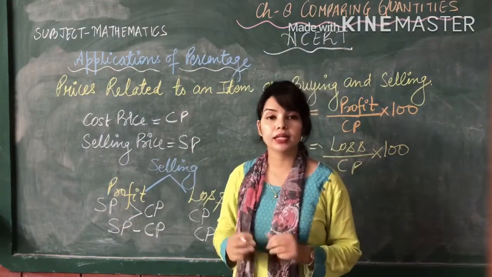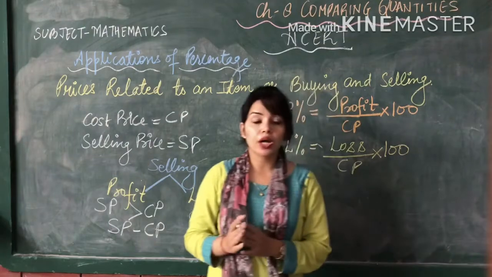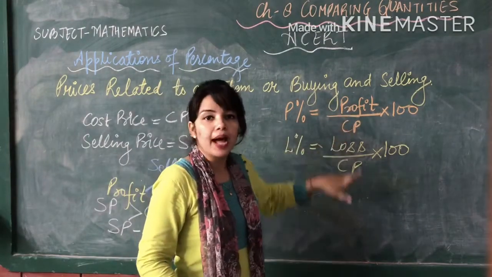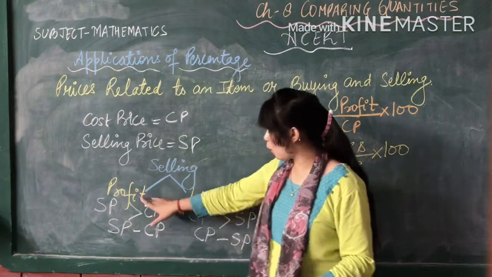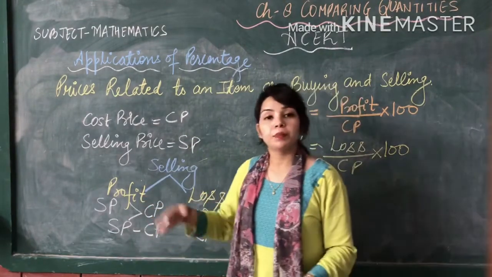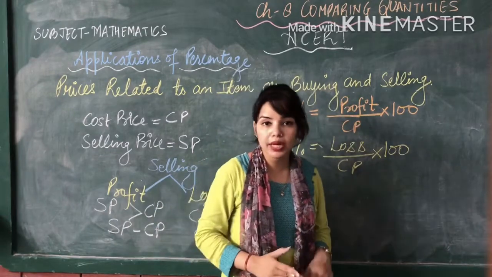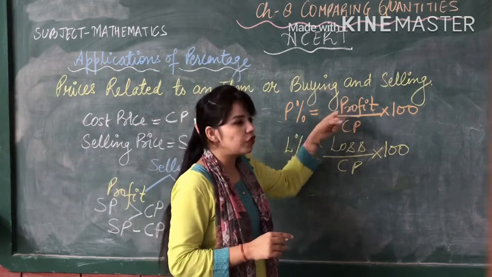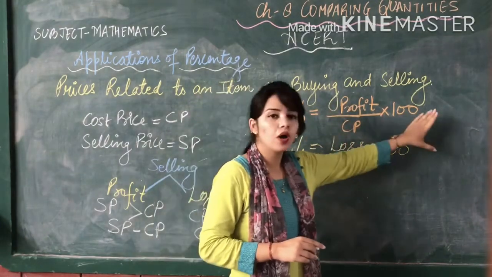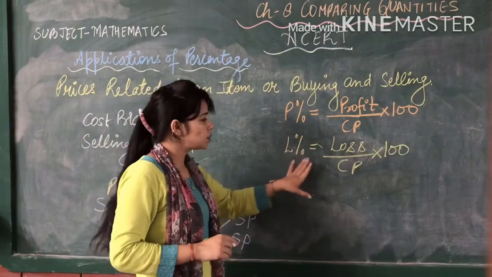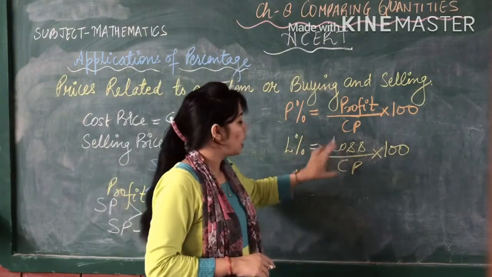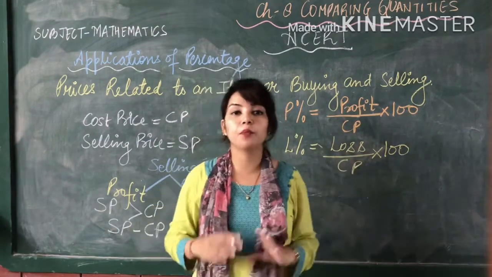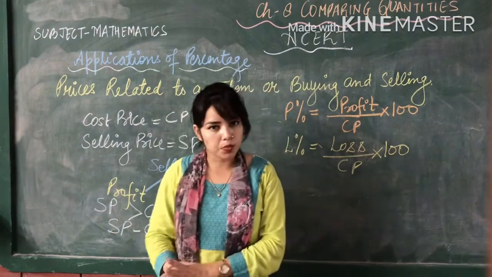But how will you tell that in percentage? To convert that into percentage, you have to divide the profit by the cost price. Both profit percent and loss percent are calculated on the cost price, not on the selling price. So profit percent is the profit upon the cost price into 100. And to calculate the loss percent, it is the loss upon the cost price into 100. This is how we find the profit percent and the loss percent.